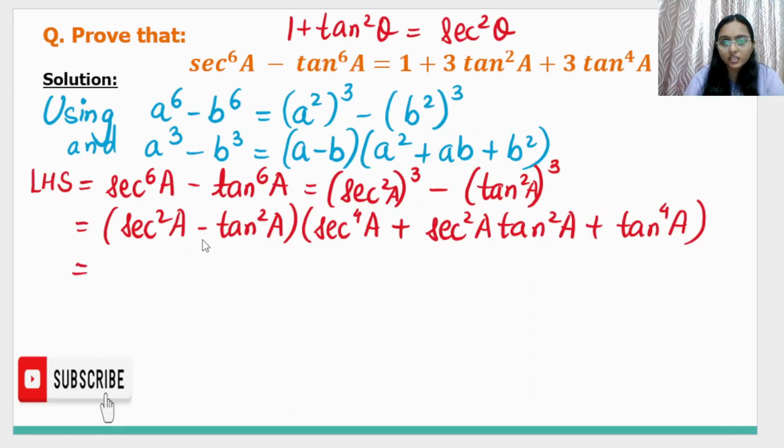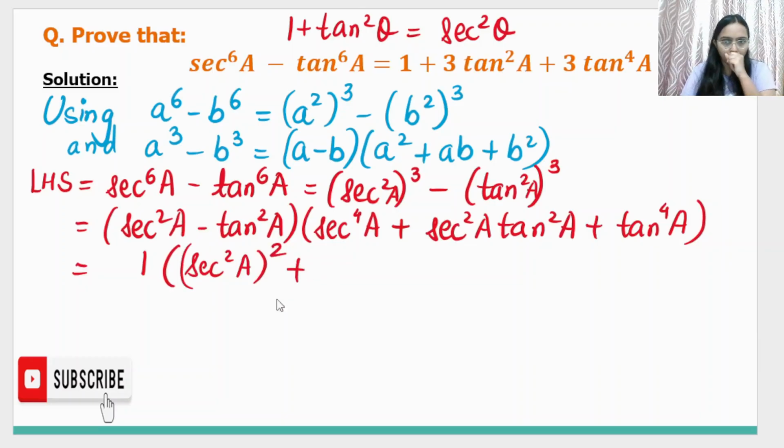We have sec square a minus tan square a. We know that 1 plus tan square a is sec square a. So when we take tan square theta to the other side, it will be sec square theta minus tan square theta, which is equal to 1. So here we can simply replace it with 1 multiplied with this, which you can write as sec square a the whole square.